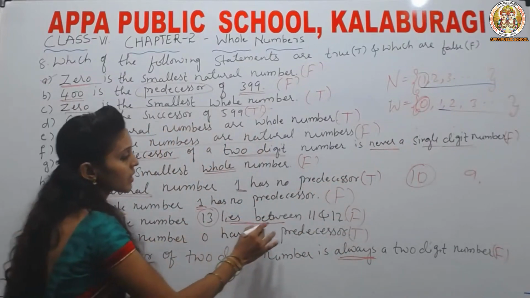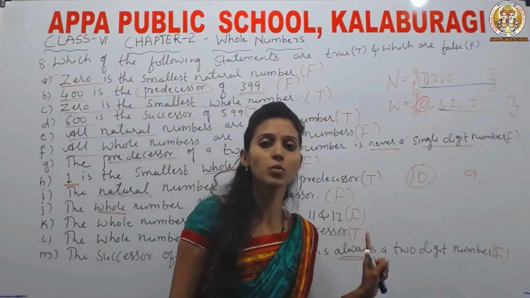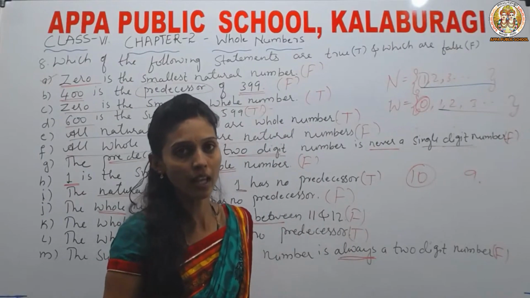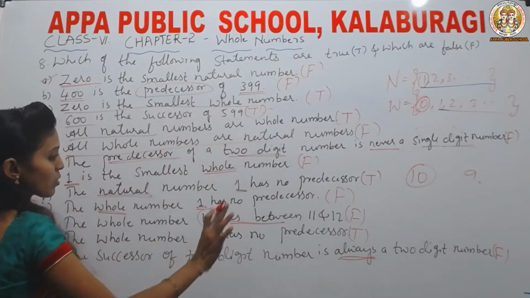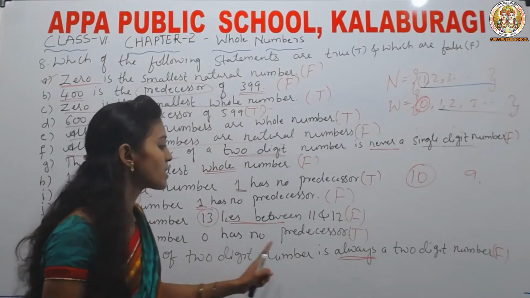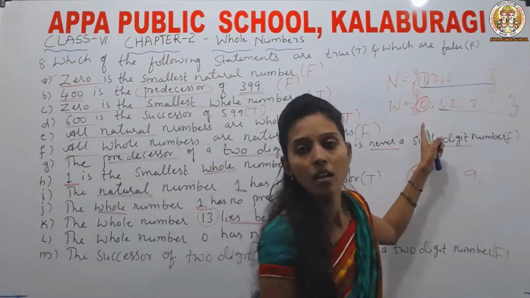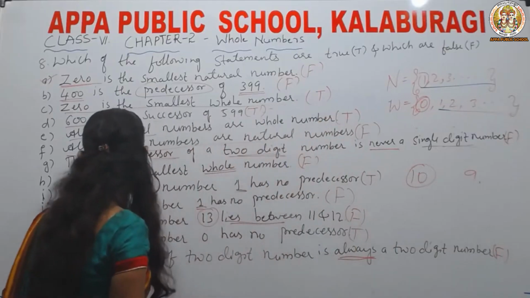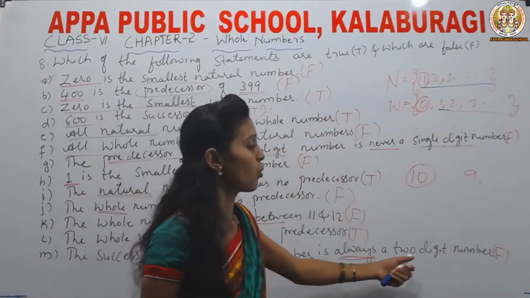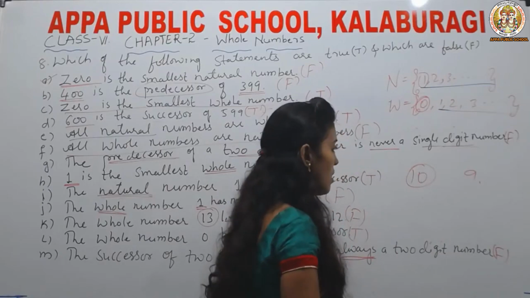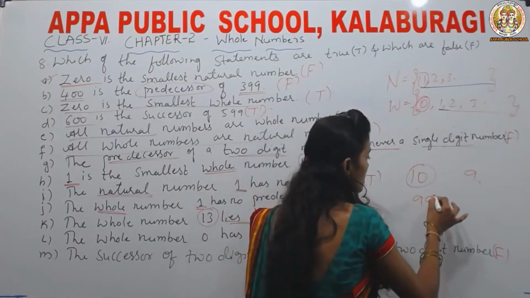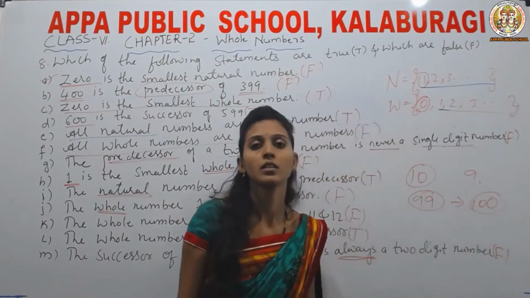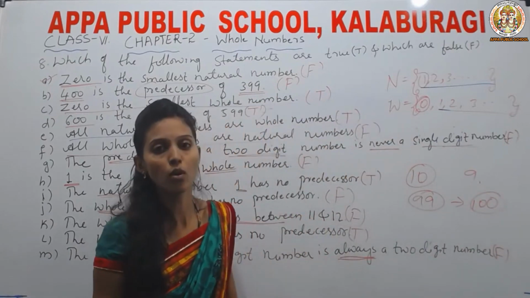Next, the whole number 13 lies between 11 and 12 is given, but actually 13 comes after 11 and 12. So that's why that is also false. Next, the whole number 0 has no predecessor. Yes, the whole number 0 does not have any predecessor. Next, the successor of a 2-digit number is always a 2-digit number. 99 is a 2-digit number, but the successor of it is a 3-digit number. So that's why this is also false.